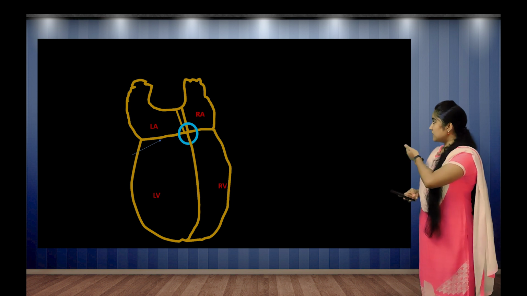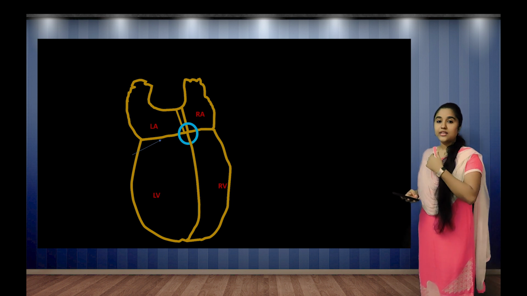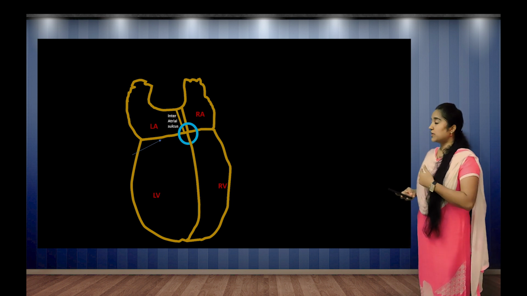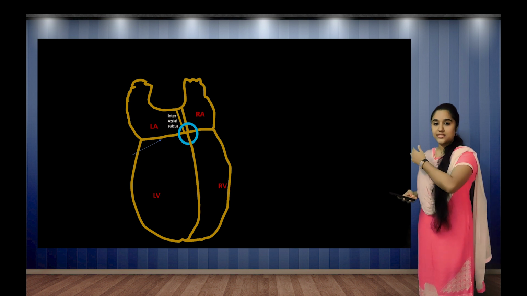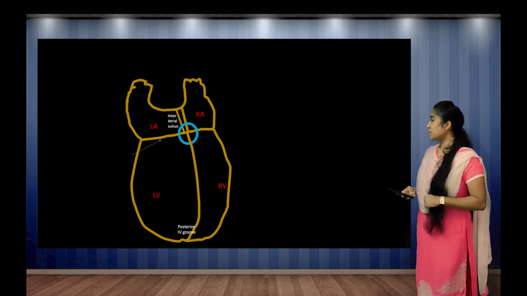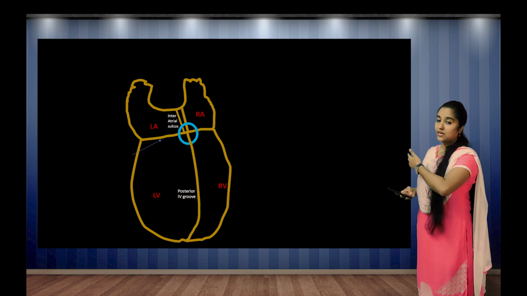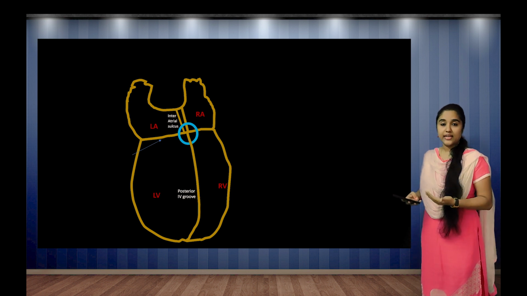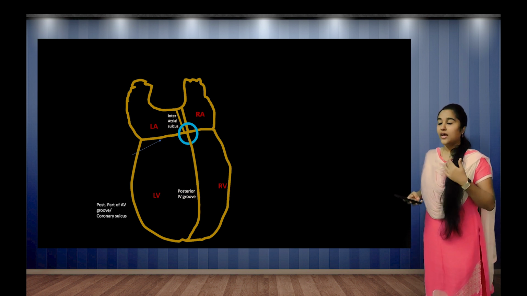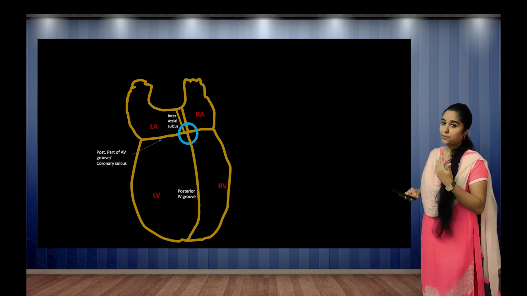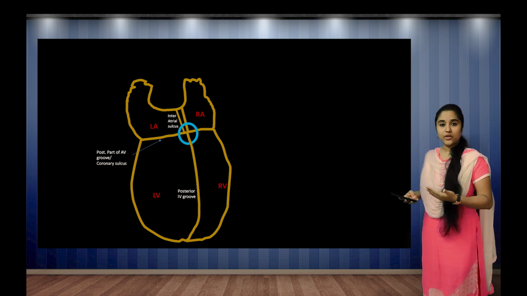Now this is the posterior aspect of the heart. You can see the interatrial sulcus between the right and the left atrium. Then you can visualize the posterior interventricular groove between the right and the left ventricle. And also you can see the posterior part of the atrioventricular groove that we have mentioned before.